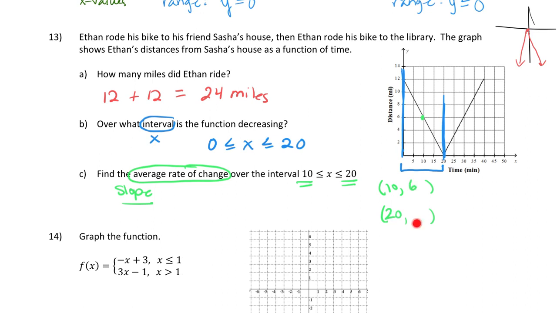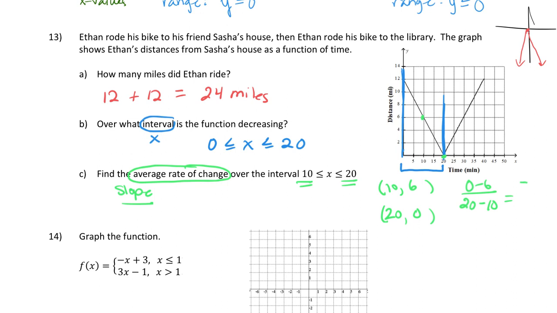Now when x is a 20, what's our y value? So I'm going to go over to where x is a 20, and I can see this is where the function is. Our y value is a 0. And now we're going to find the slope. y2 minus y1 over x2 minus x1. So y2 minus y1, 0 minus 6, over x2 minus x1, 20 minus 10.